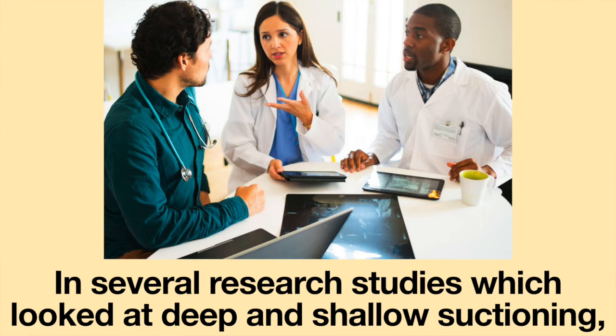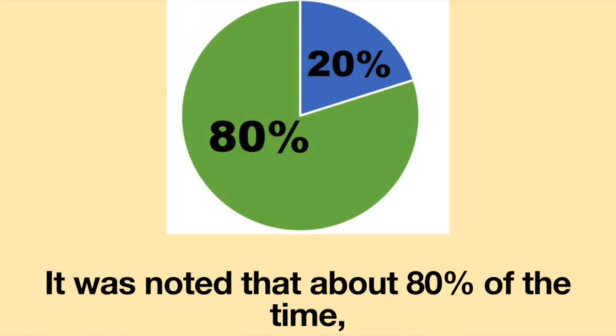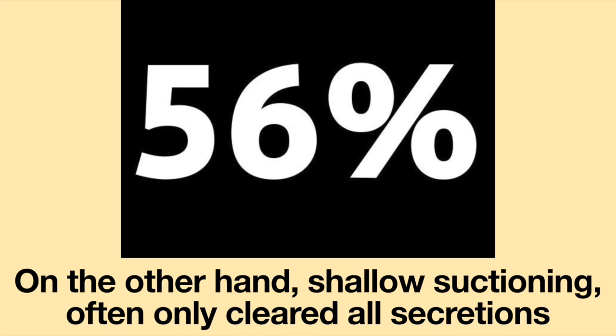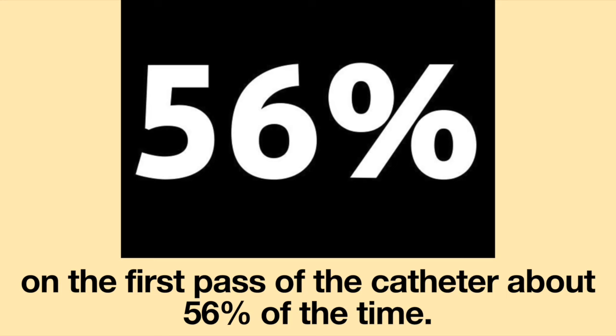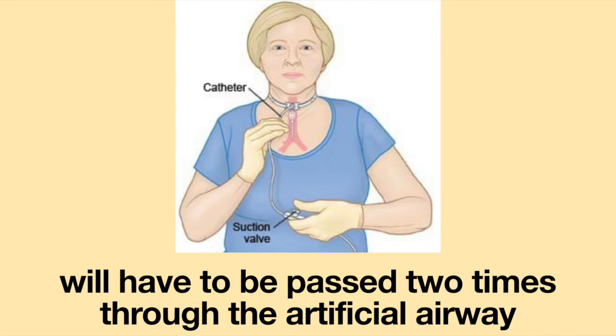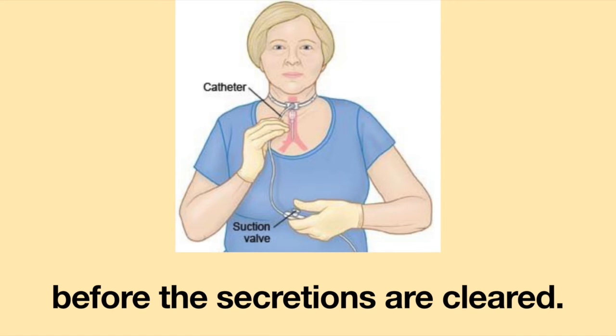In several research studies which looked at deep and shallow suctioning, it was noted that about 80% of the time, deep suctioning cleared secretions after passing the catheter one time through the artificial airway. On the other hand, shallow suctioning often only cleared all secretions on the first pass of the catheter about 56% of the time. This means when using shallow suctioning, usually the suction catheter will have to be passed 2 times through the artificial airway before the secretions are cleared.